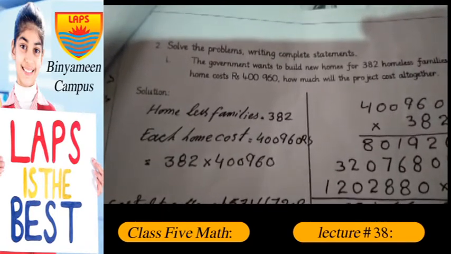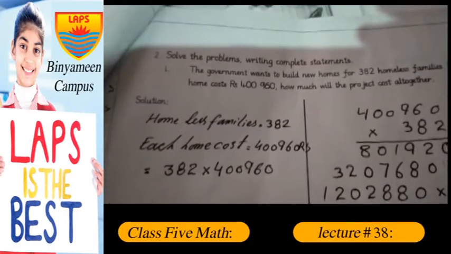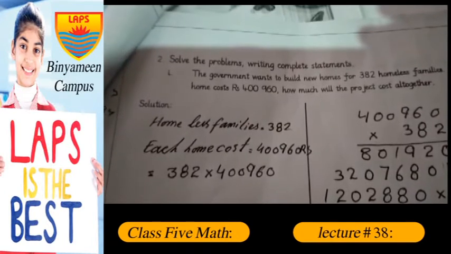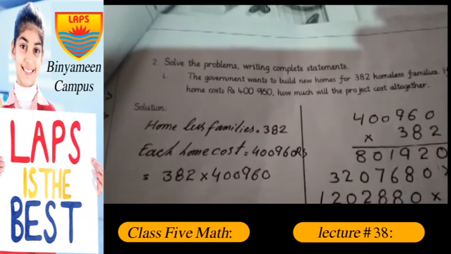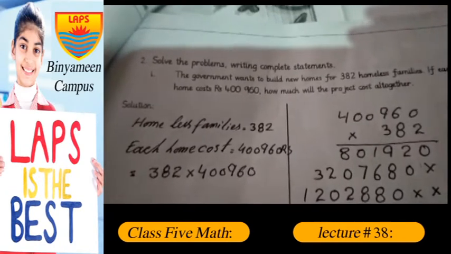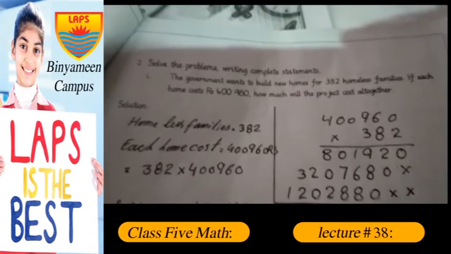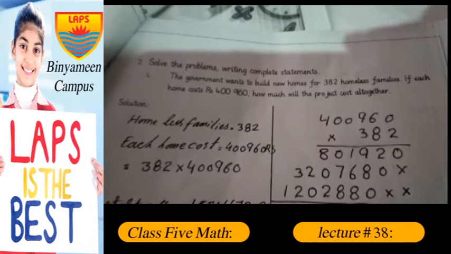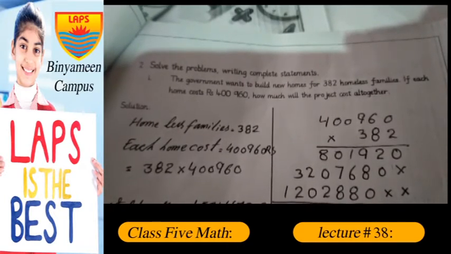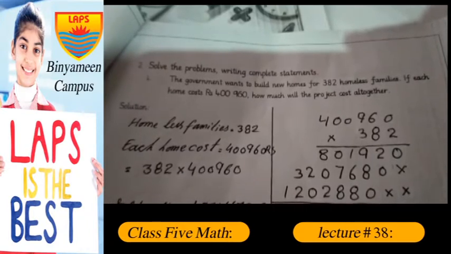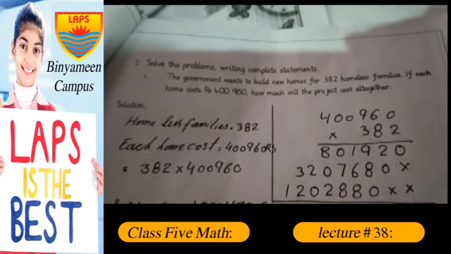Today I deliver a lecture on page number 11, question number 2. Solve the problems writing complete statement. First part. The government wants to build new homes for 382 homeless families. If each home costs rupees 400960, how much will the project cost altogether?